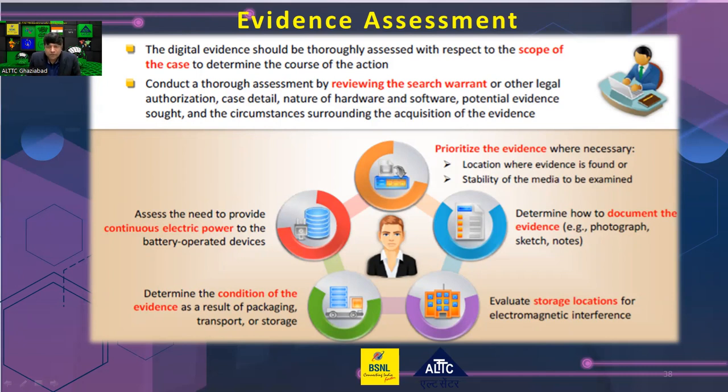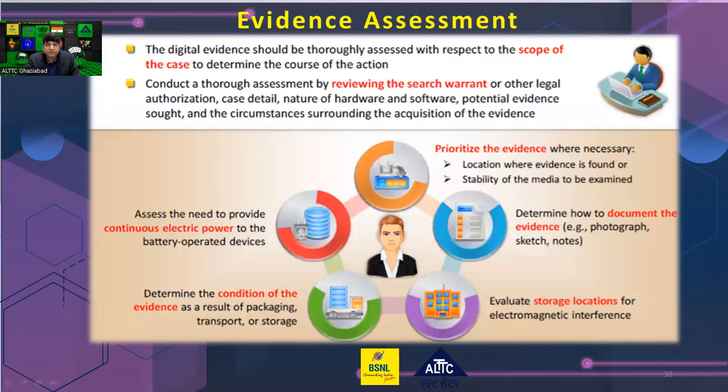Now it depends on you how to handle some points during evidence assessment. First, prioritize the evidence when necessary, including the location where the evidence is found, or the stability of the media to be examined. Next, determine how to document evidence, like photograph, sketch, and notes, and assess the need to provide continuous electric power to battery-operated devices. Determine the condition of evidence as a result of packaging, transport or storage, and evaluate the storage location for electromagnetic interference. This is the assessment.